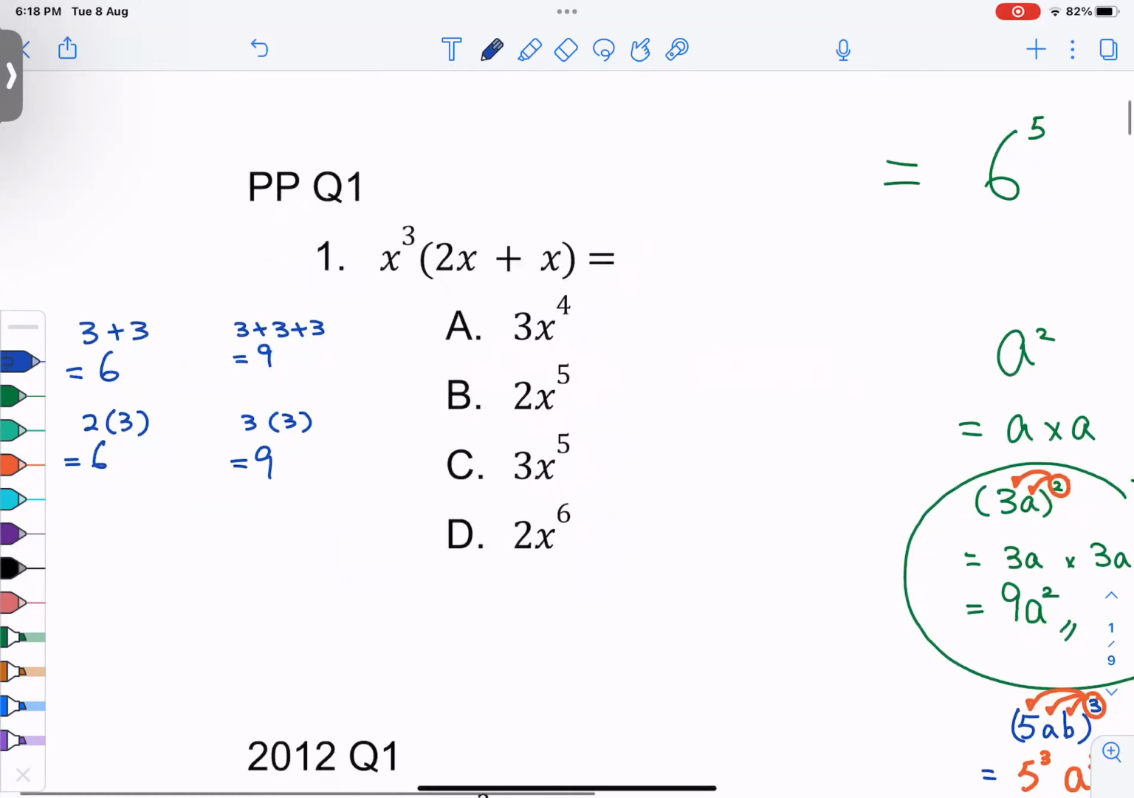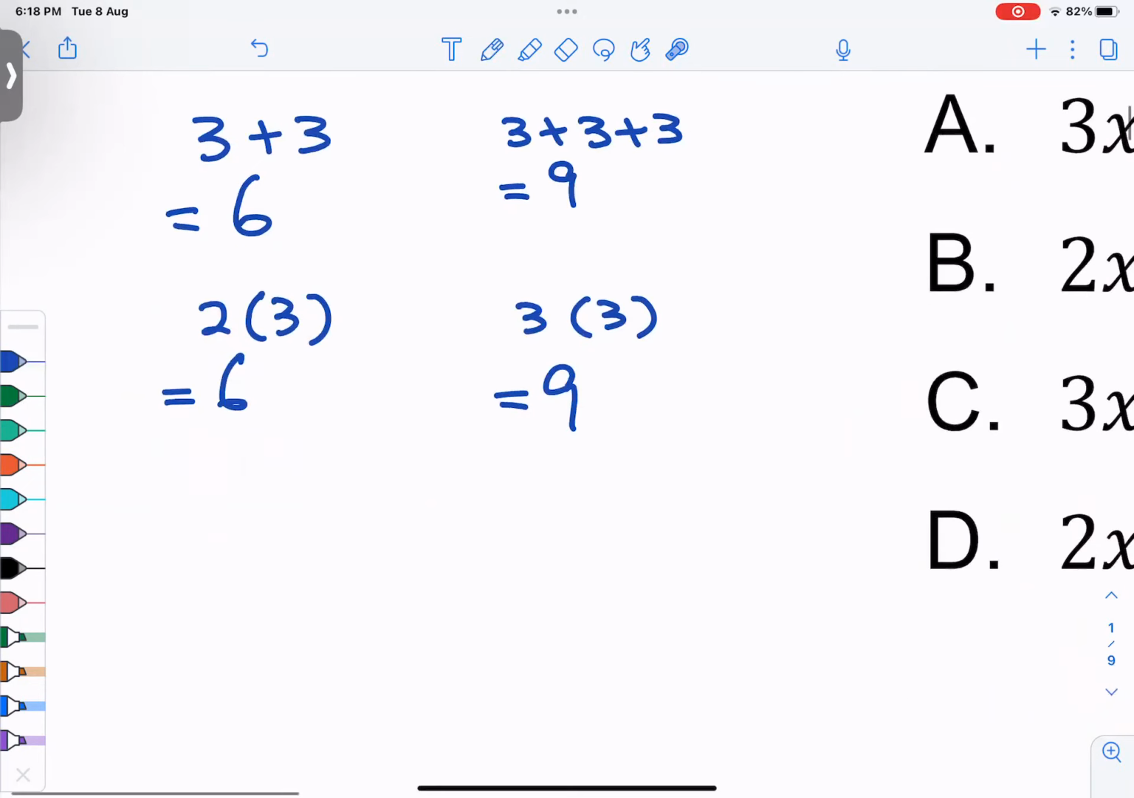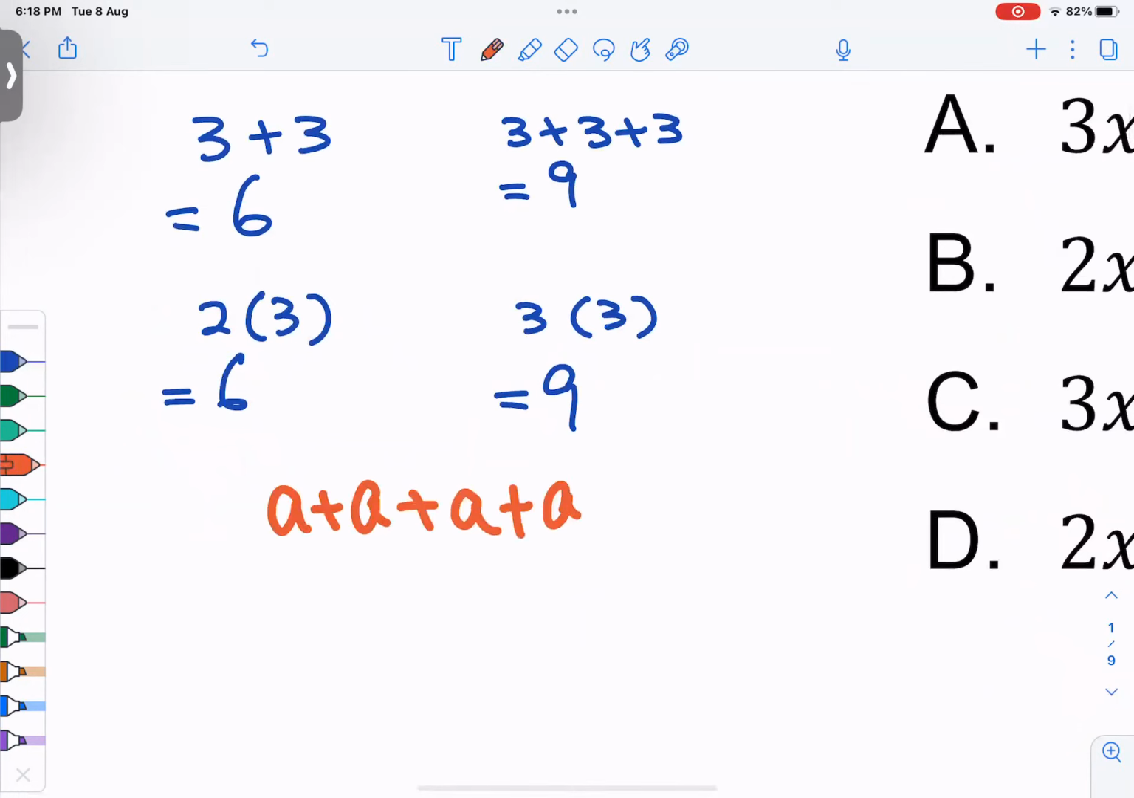Yes. So that means if there is a plus in the middle, we just directly times with the number outside. We don't give it a power. So if now I have A plus A plus A plus A, what will it be?